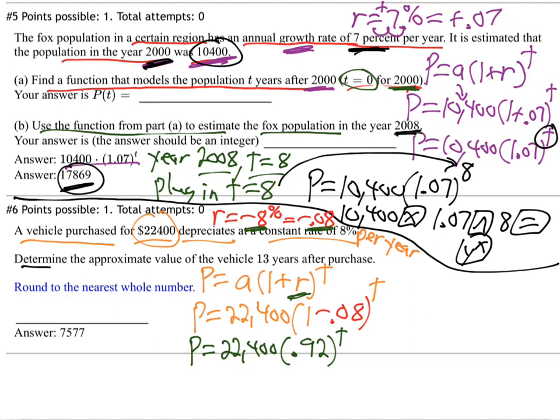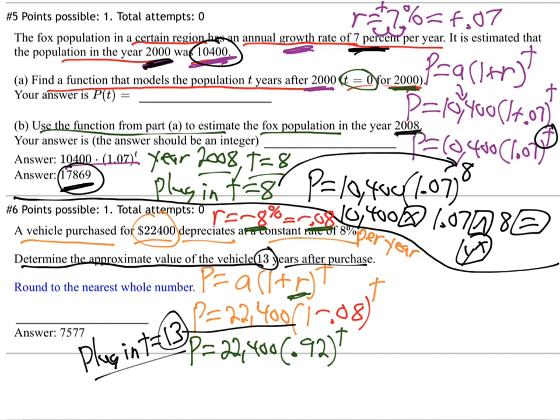Here's the question. Determine the approximate value of the vehicle 13 years after purchase. So now we're going to take that and plug in T is 13 for 13 years after purchase. So grab that 13 and plug it in. So we get 22,400 times 0.92 to the 13th power.